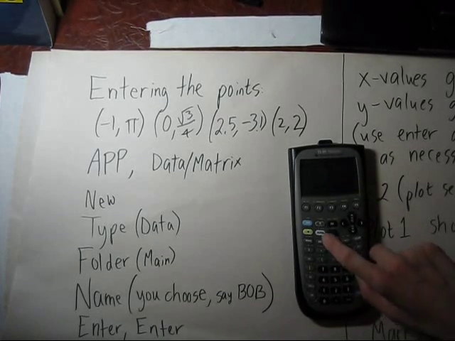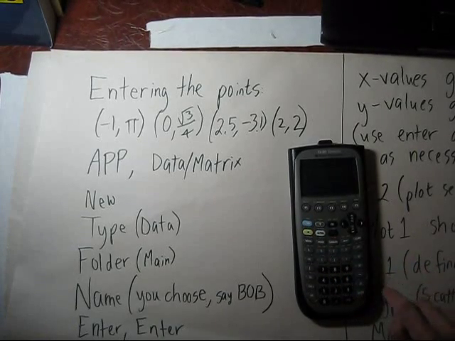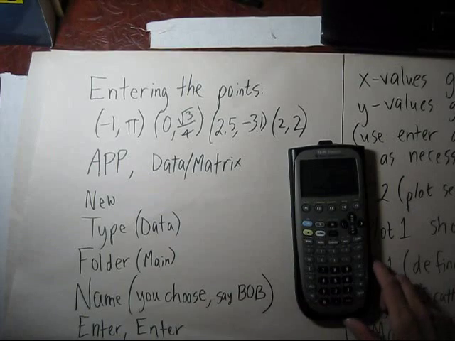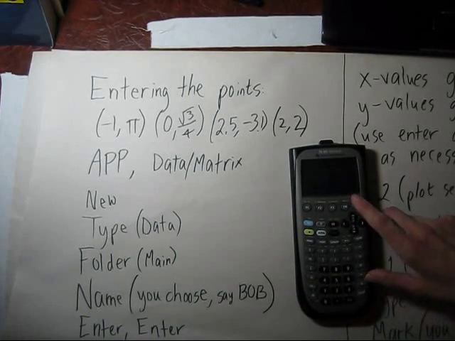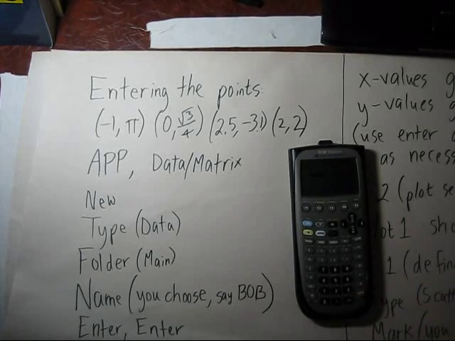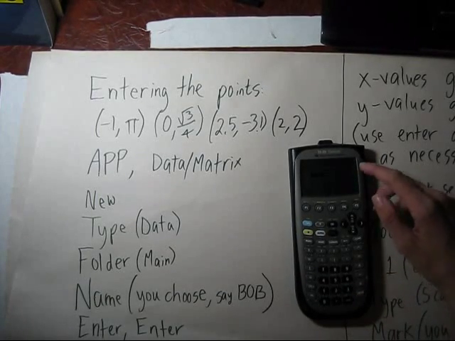So you don't have to hit the alpha. It'll automatically be in alpha mode. So B-O-B, enter. And hit enter again to save it. Don't do escape. Okay, it'll take you to sort of this table.